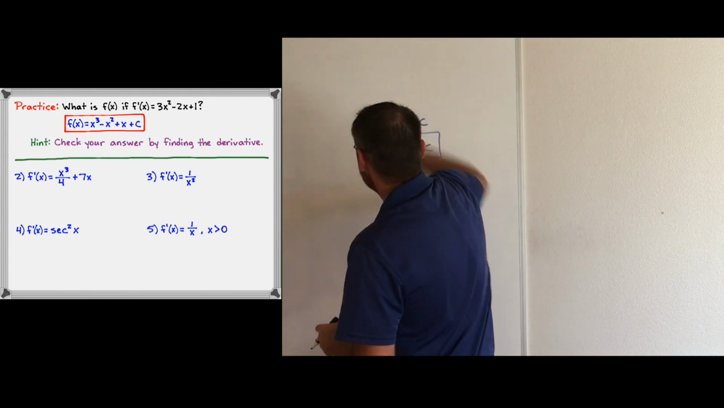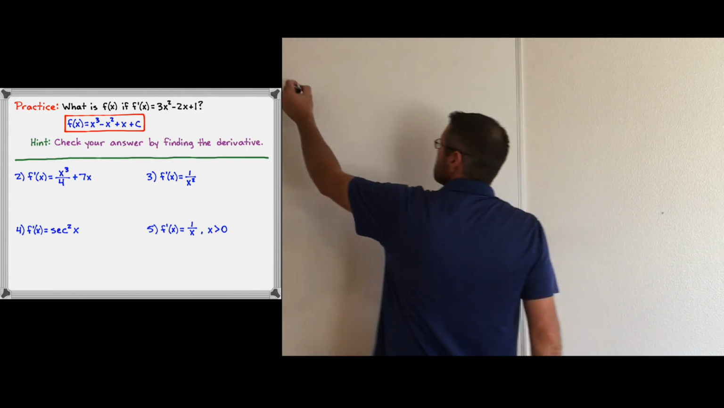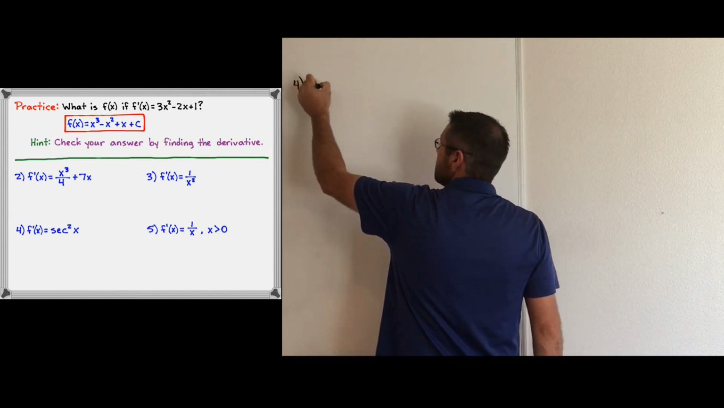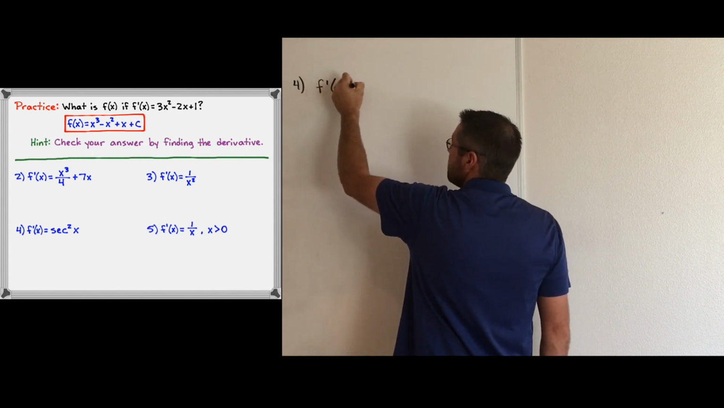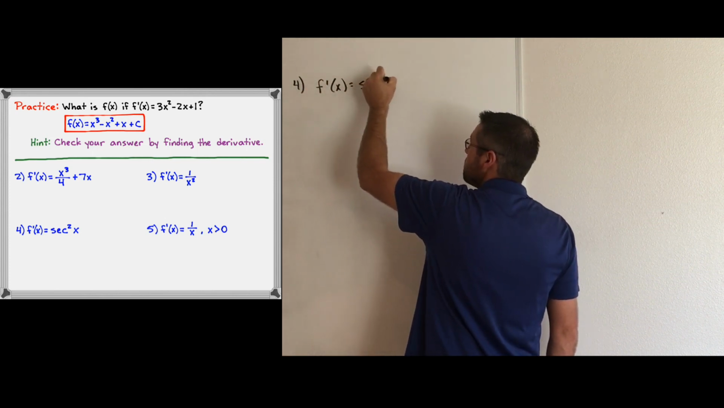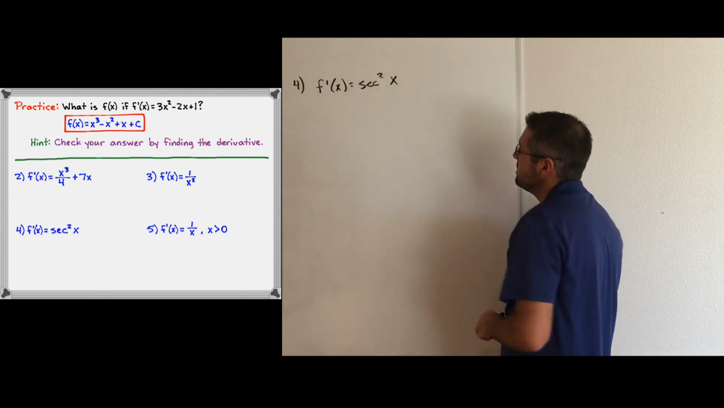For number 4, we have something that looks a little bit different than what we've been talking about. We have f prime of x is dealing with a trig function. We have secant squared of x. f prime of x is equal to secant squared of x.